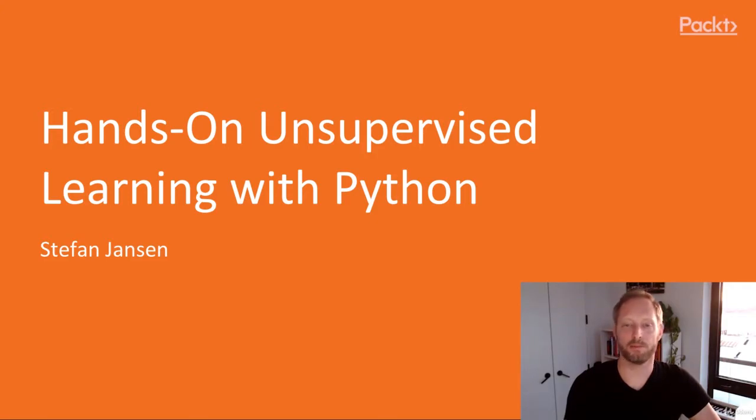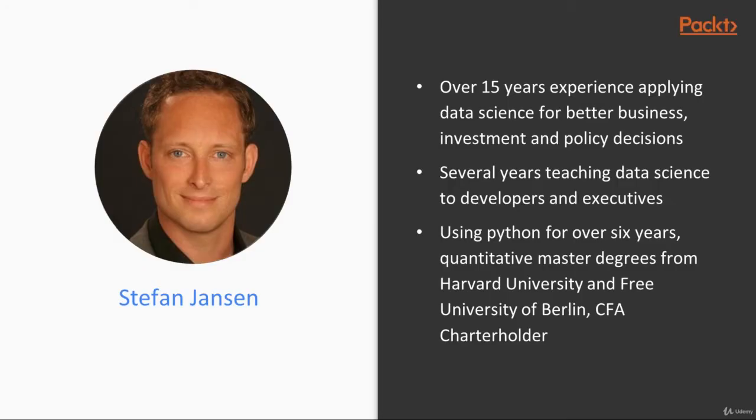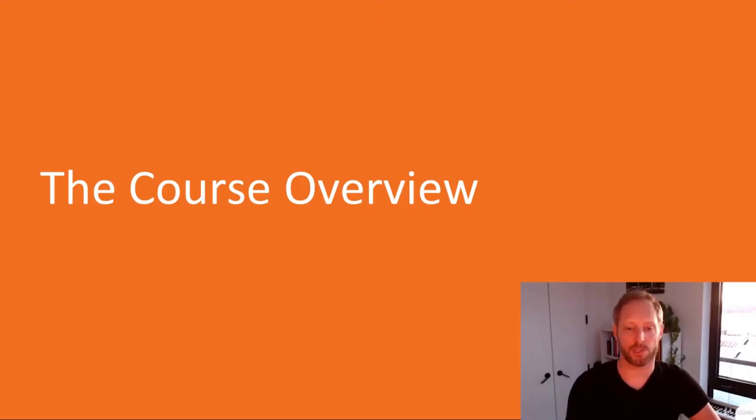My name is Stefan Jensen, and I have been working with data science for over 15 years in various industries, ranging from investment and various consumer-facing companies all the way to government policy. I've been teaching data science for several years, both to people on the technical side as well as business executives. I've been doing most of the data science, at least for the last 5-6 years, using Python, and I hold quantitative master degrees from Harvard University as well as the Free University of Berlin, and I'm also a CFA charterholder.